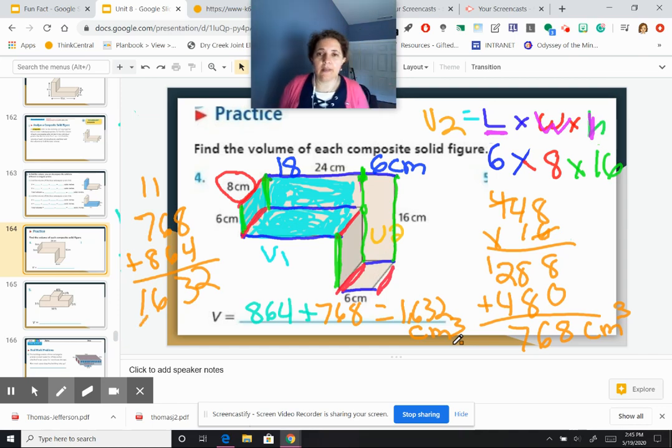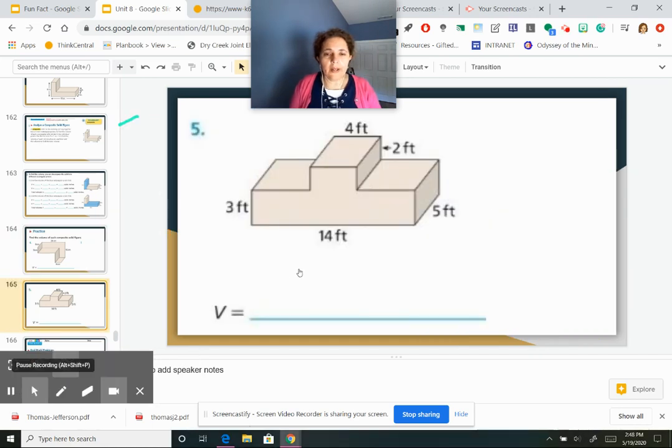All right, these take a while, right? But if you just take it slow, step by step, we can get through them. All right. So let's look at our next problem. All right. Here is our next example.